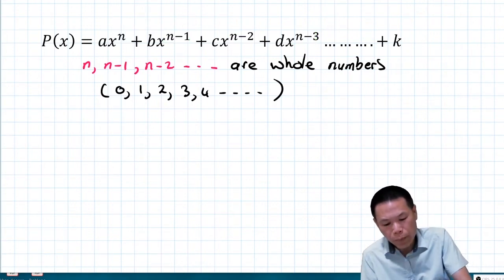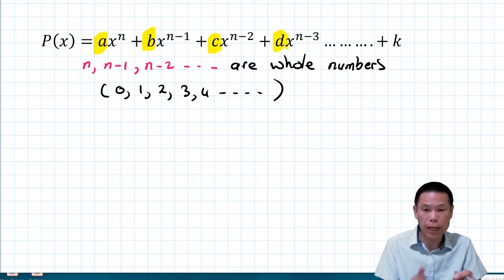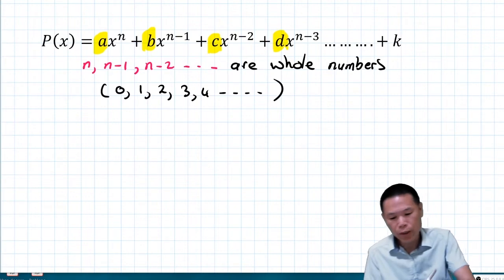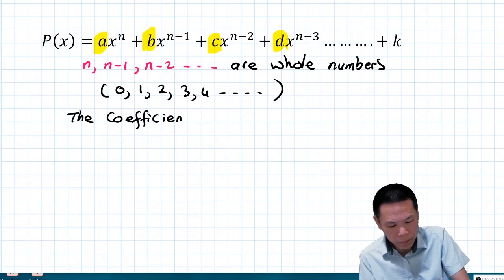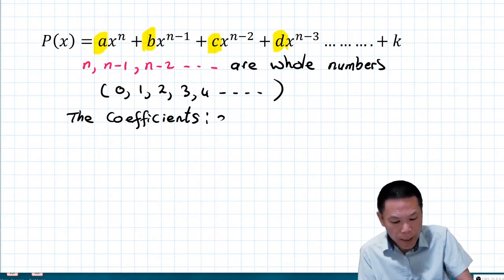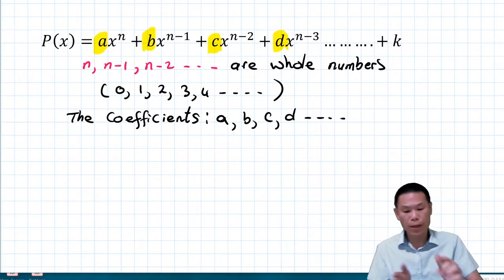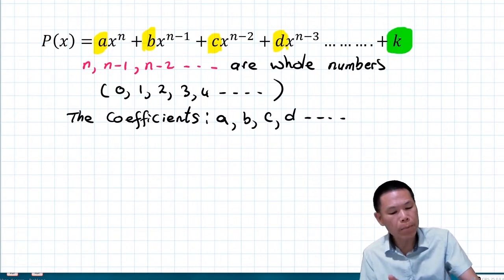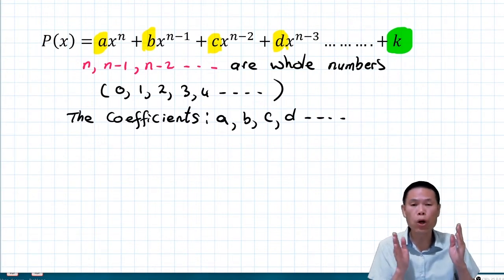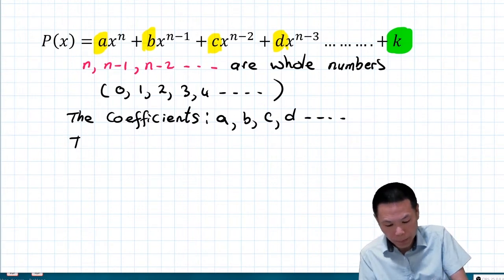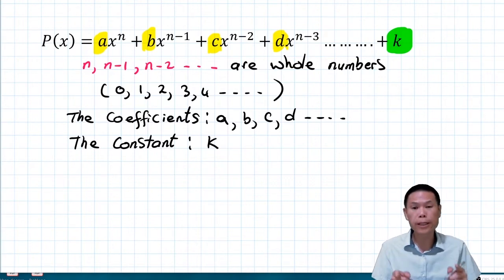And the next ones here, we have a, b, c, d. These represent numbers, and we call them coefficients. So the coefficients are a, b, c, d and so on. And don't forget this number here is k. k could be 1, 2, 3, minus 4 and so on. We call it the constant. So the constant is k.